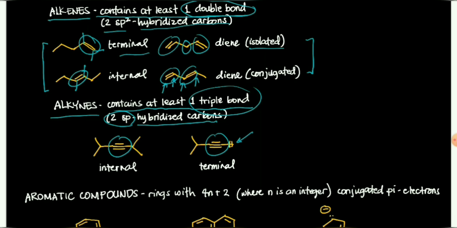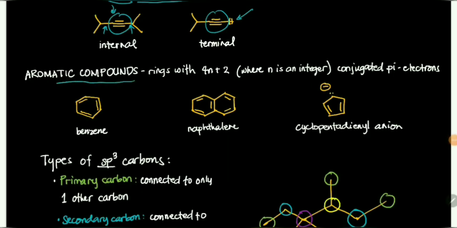Okay? Kapag internal naman, wala siyang implied carbon-hydrogen bonds kasi connected na siya by a triple bond tapos yung isang sigma bond o yung natitirang sigma bond ay nakakonect sa isa pang carbon. So, total of 4 bonds na siya, wala na siyang room for a carbon-hydrogen bond. Okay? So then we have the aromatic compounds.